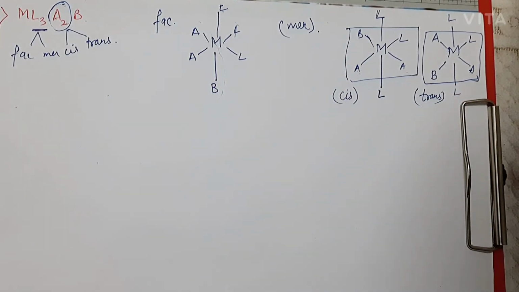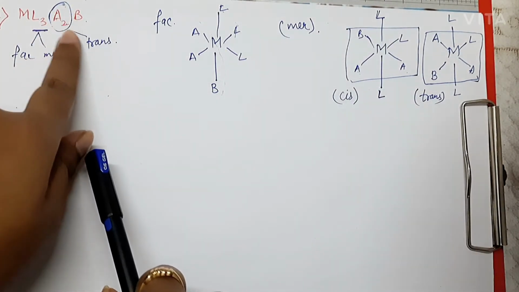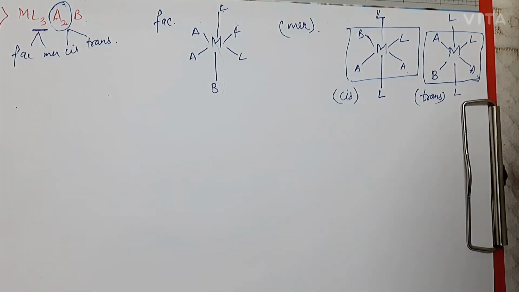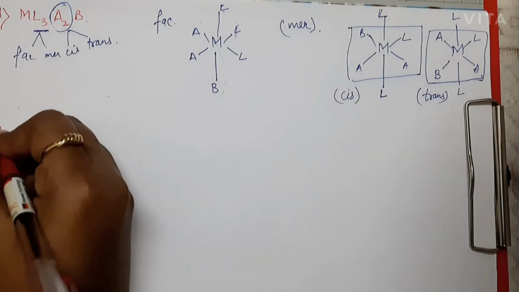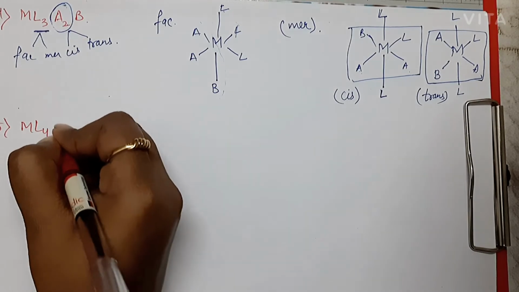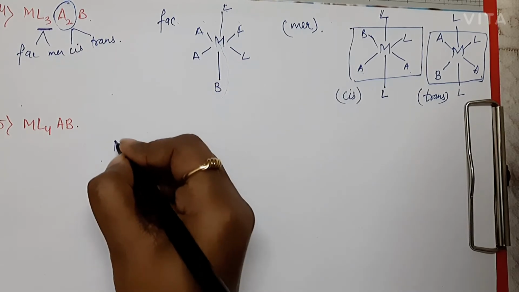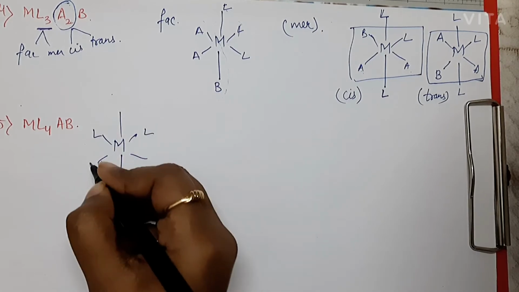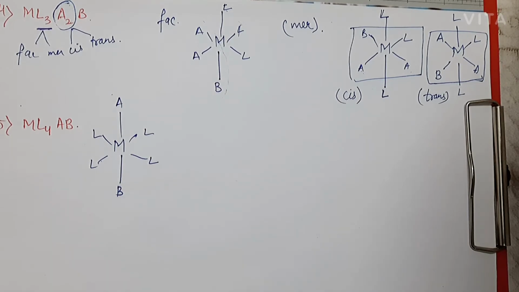So this is about ML3A2B, right? Because of these three same L, we have fac and mer, and because of these two similar ligands we have cis and trans within the meridional isomer, right? Now we will go for the next category of compounds, that is ML4AB. Now in this case what happens, we have four ligands the same, so we will place four ligands here and two ligands A and B here, right?